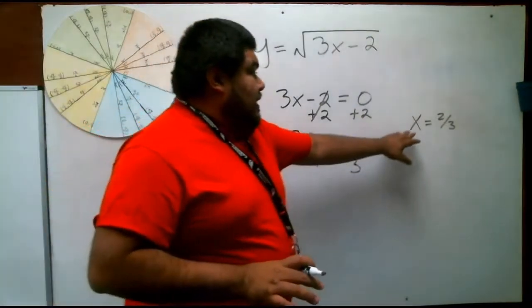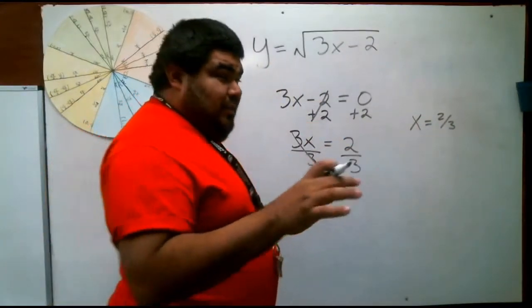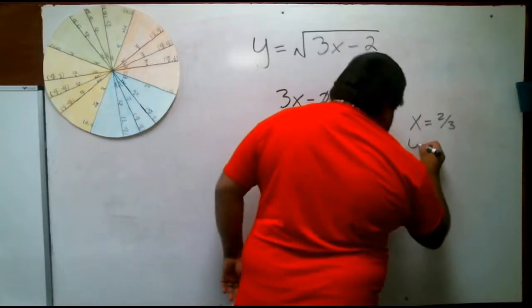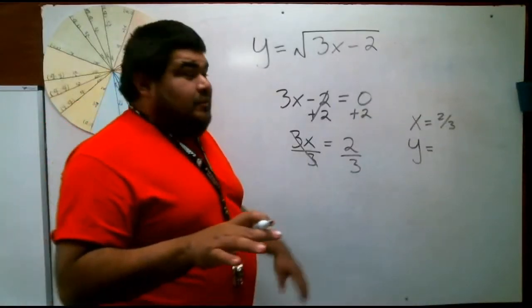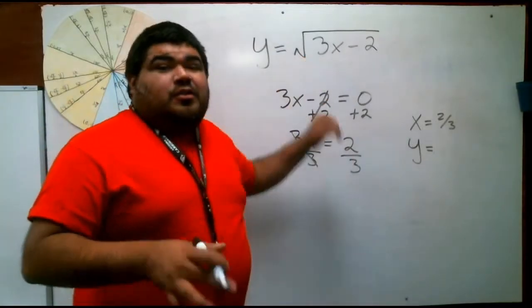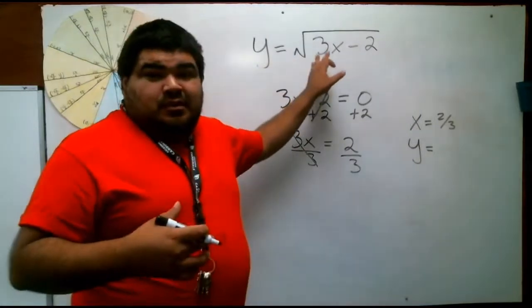Since we have x equals 2/3, y equals, in this equation, y equals... Remember, the whole point of this is to have the radical equal to 0. So the radical of 0 is just 0. So y equals 0.